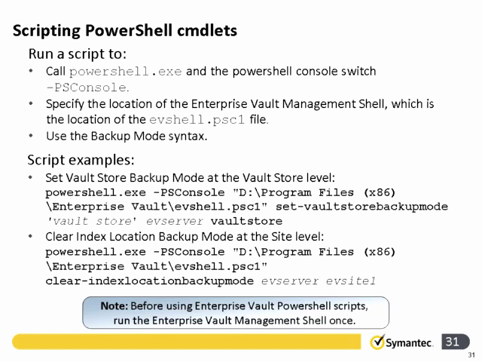You specify the location of the Enterprise Vault Management shell, which is the location of the file evshell.psc1, and then you can use the backup mode syntax that was listed on the previous slide. They have a couple of different examples here: one for setting the vault store backup and specifying the vault store name and the server name, and one for clearing the index location, where you specify the Enterprise Vault server and the site name.